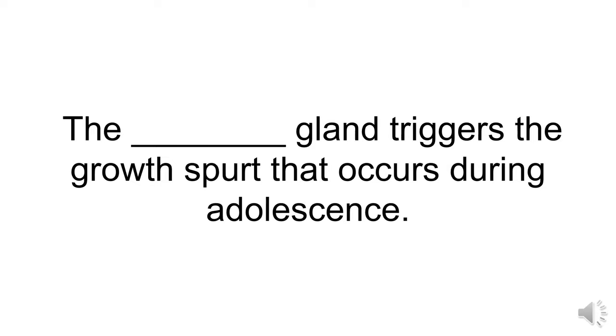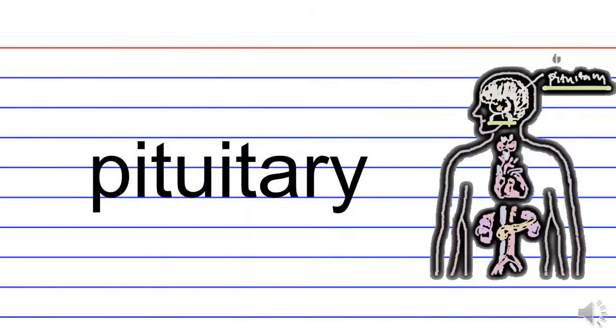The blank gland triggers the growth spurt that occurs during adolescence. So which gland triggers adolescent growth spurts? That would be the pituitary gland. All right. So here we have a highlight of the pituitary. Okay.